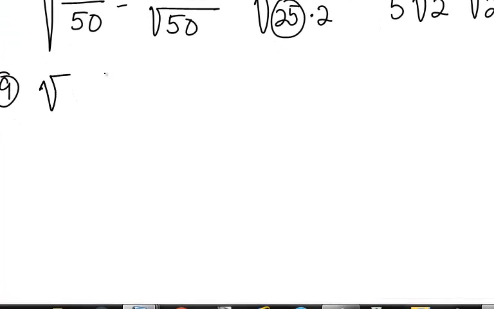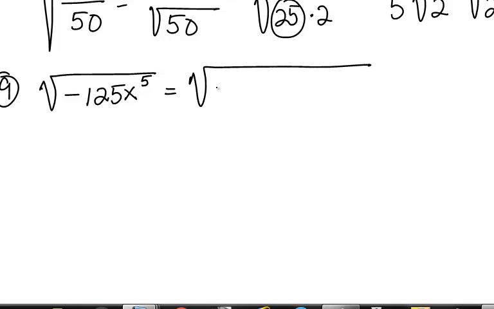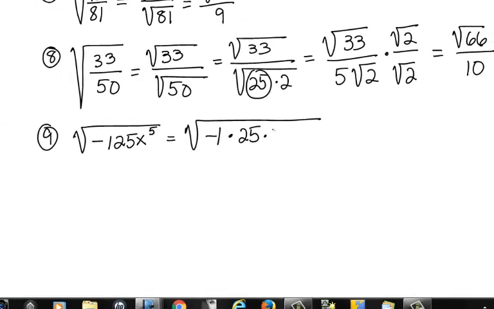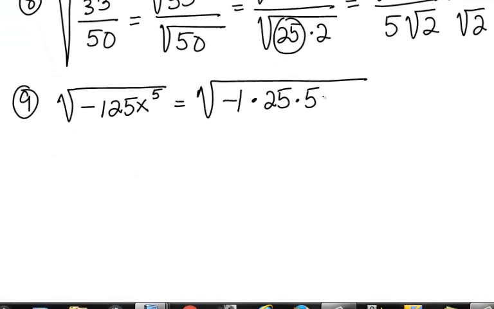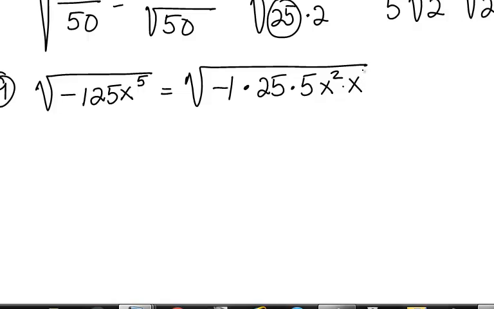Another one. Say I give you the square root of a negative 125x to the 5th. Okay, split it up. Negative 1, largest perfect square, 25 and 5. And I go ahead and split it. Now you can go 2 ways. You can go x squared times x squared times x, or you could go x to the 4th times x. For a while, I'm just going to go x squared times x squared times x.